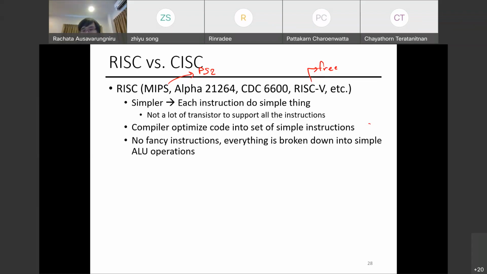It is driven by academia, by a group of researchers at multiple universities, and we make it free. Basically, the community makes it free so that everyone can go and take and use it and design the hardware around it. Yeah, it's open source, and you don't have to pay for the use, right? And this is simpler, so you don't need a lot of transistors to support everything. But then there's a downside: there's just no fancy instruction. Everything is broken down into a simple ALU operation, so it can be a pain to program.